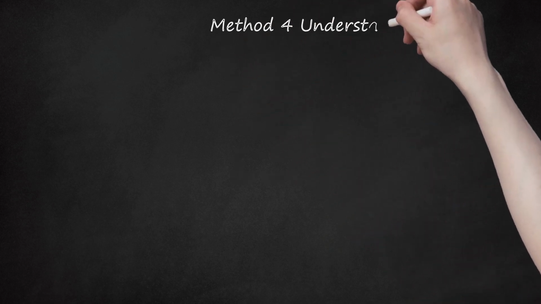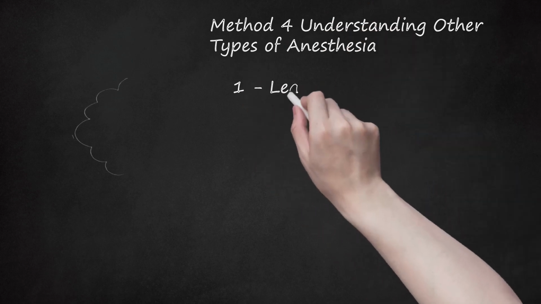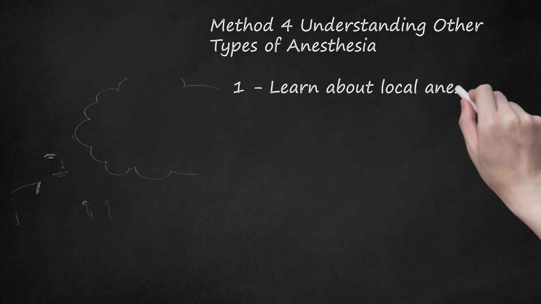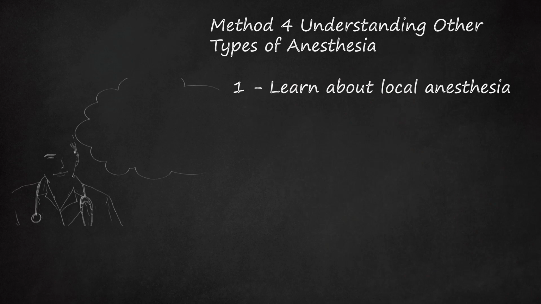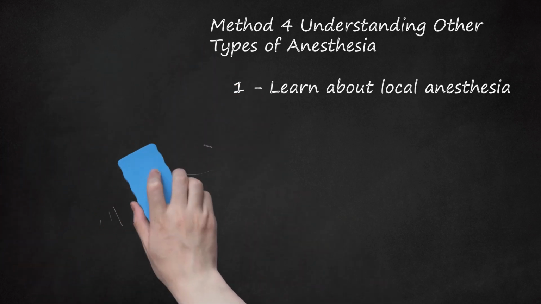Method 4. Understanding other types of anesthesia. 1. Learn about local anesthesia. Unlike general anesthesia, local anesthesia will only numb a small part of the body. This type of anesthesia is used only for minor procedures. The patient may be awake during the procedure.